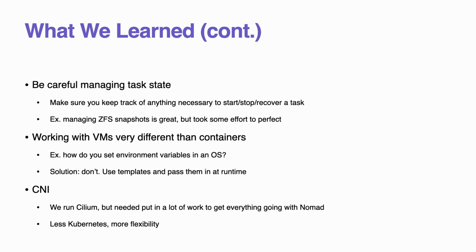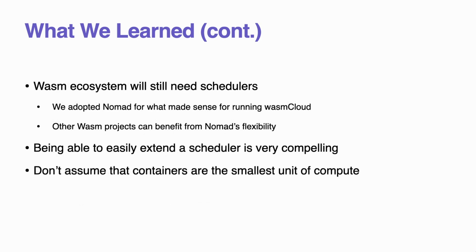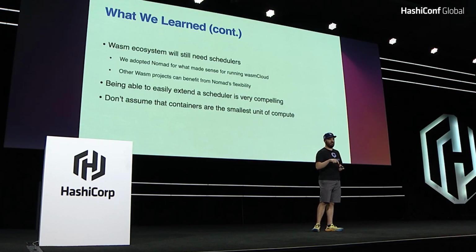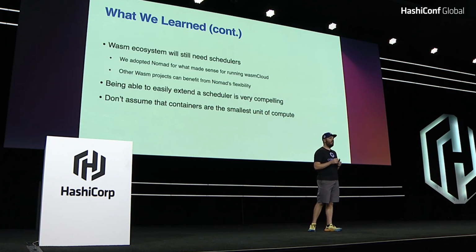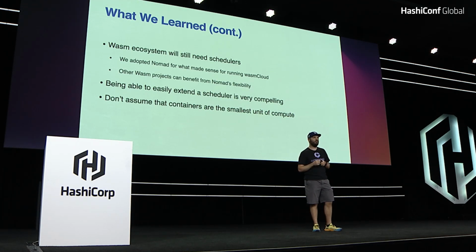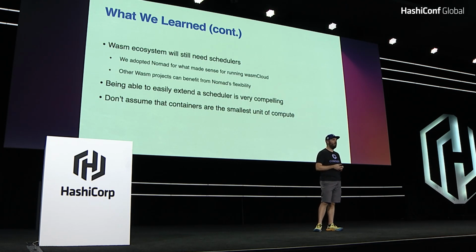So let's talk about one last set of items that we learned here. The Wasm ecosystem is going to need schedulers. We adopted Nomad because it makes sense for what we're doing with Wasm Cloud, but other Wasm projects already have and probably will need to benefit from Nomad's flexibility. So that's a key point, which we'll discuss some more in a little bit. But being able to easily extend the scheduler is a hugely compelling argument for anyone looking at a system that they should use. If you're going to need to extend in any way, Nomad is one of the easiest to do that with.